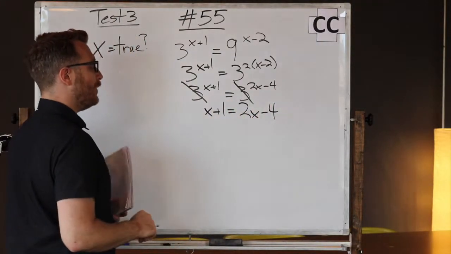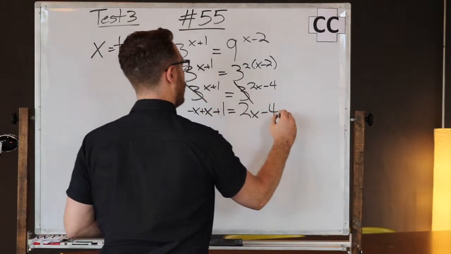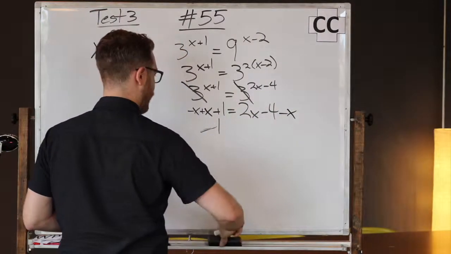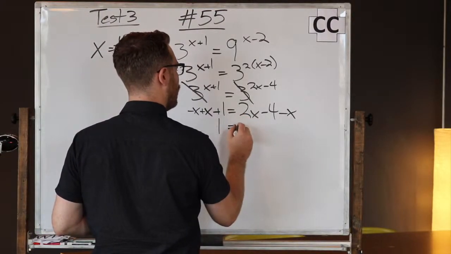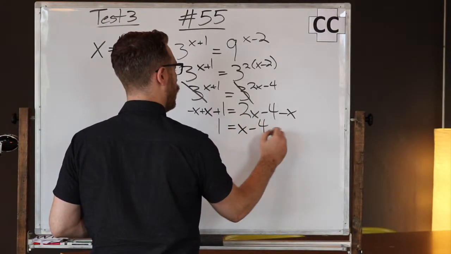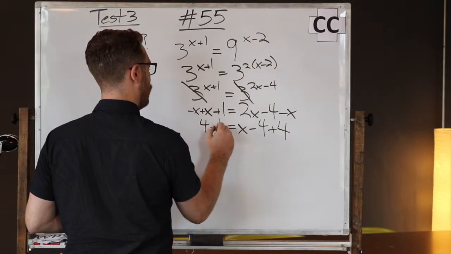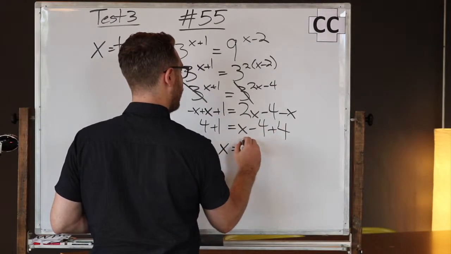Awesome. So what I'm going to do is subtract x from both sides. So I will end up with 1 equals x minus 4. Then add 4 to both sides, and I will end up with x equals 5.